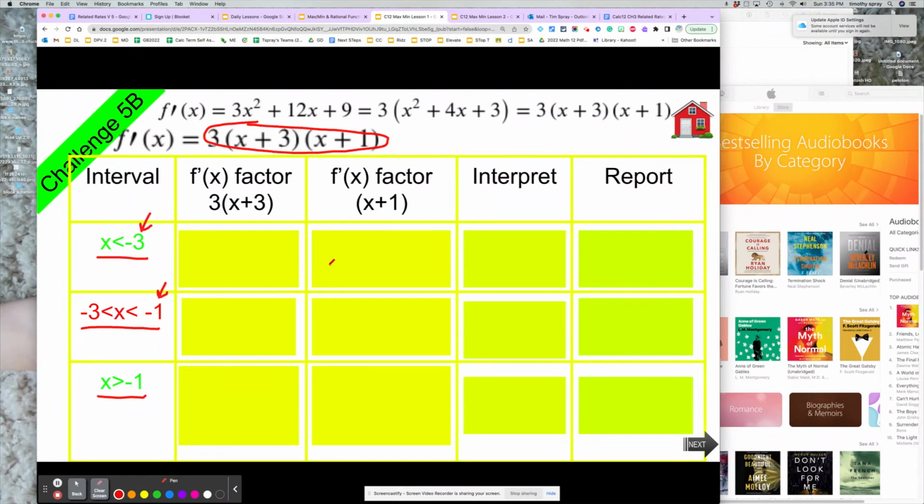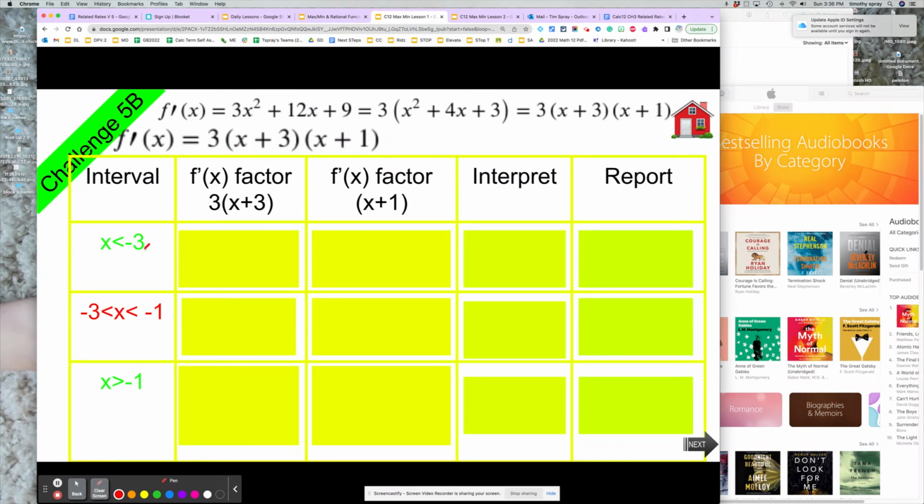So now all we're going to do is test a value in each interval, because on this interval to the left, every value there is positive. All the slopes are positive. It's positive the entire time. So all we have to do is test one value, and that is enough.